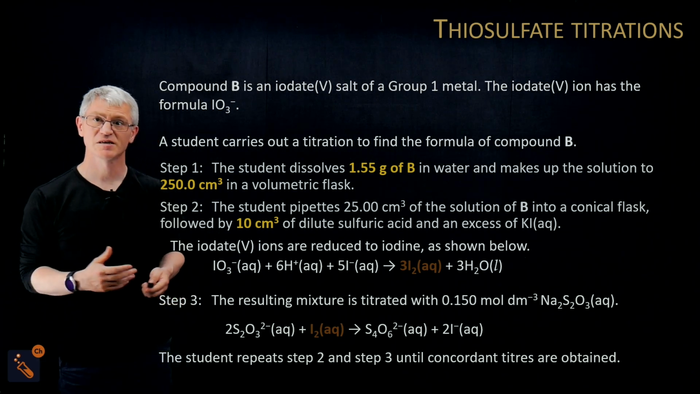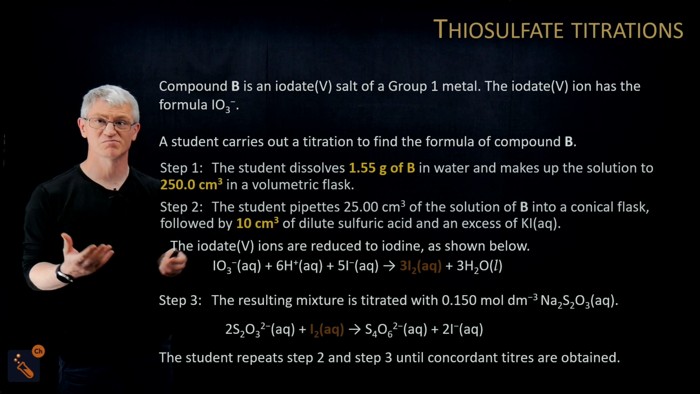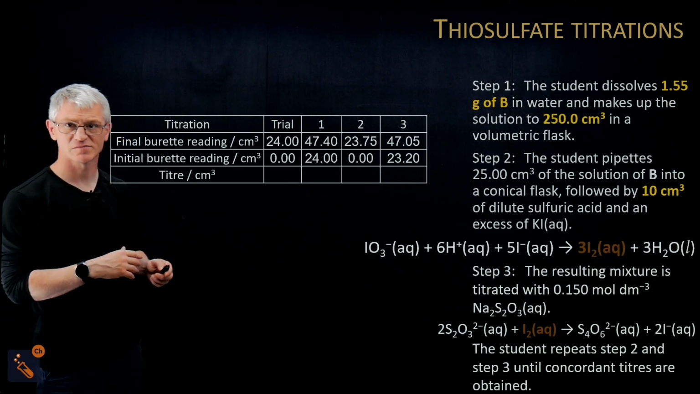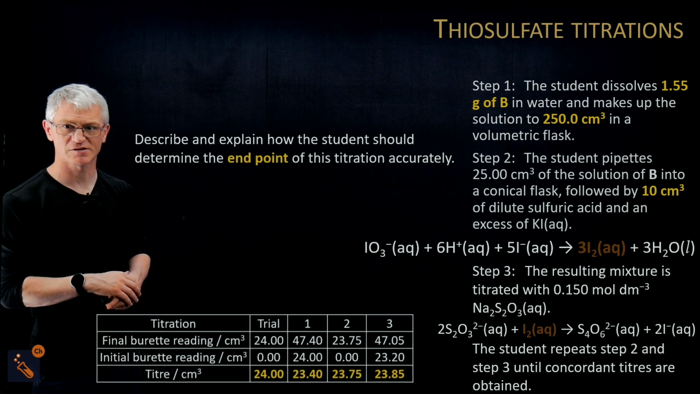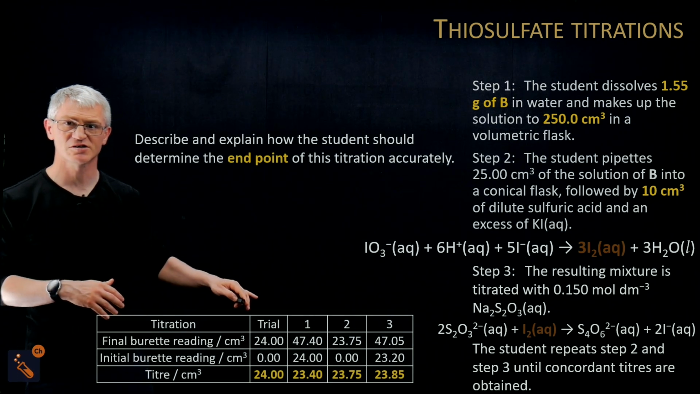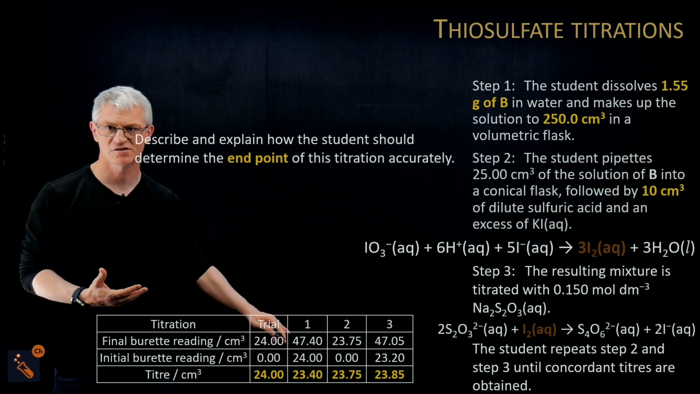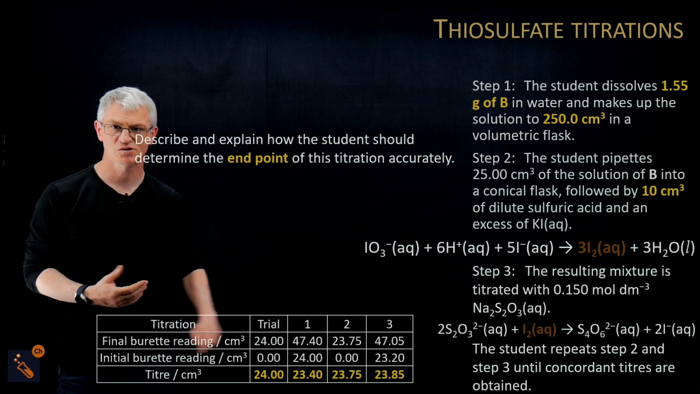So we've got this, and it is going to make us find out what B is, basically. So here's our data, and let's put our titers in. So we've got our titers in, and then we have to look at those and say, well, what is our average titer? So our average titer is going to be 23.80.